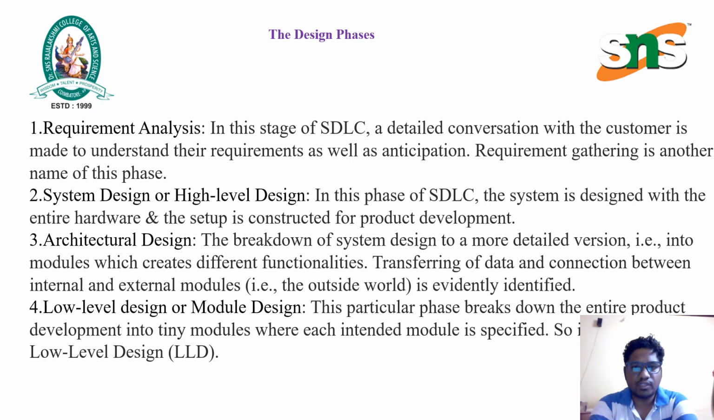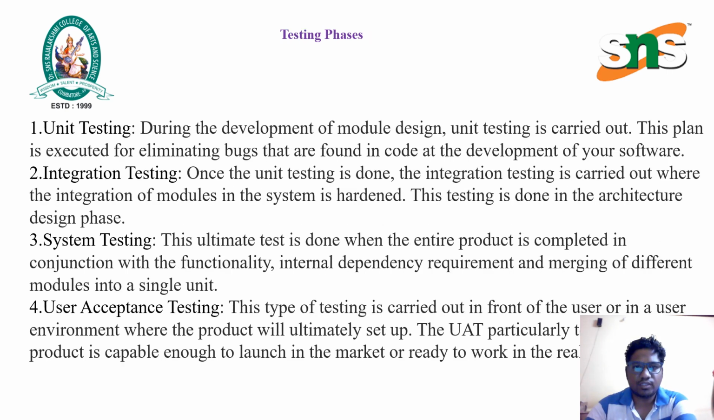Third is architectural design. This is the breakdown of the system design into more detailed versions, for example into modules that create different functionality. It covers the transfer of data and the connection between internal and external modules. Fourth is low level design or module design. This phase breaks down the entire product development into tiny modules, where each module is specified. This is LLD, low level design.